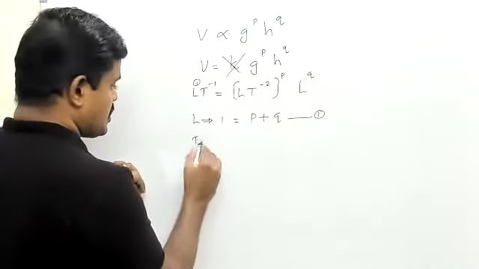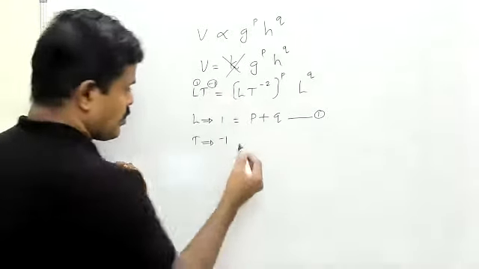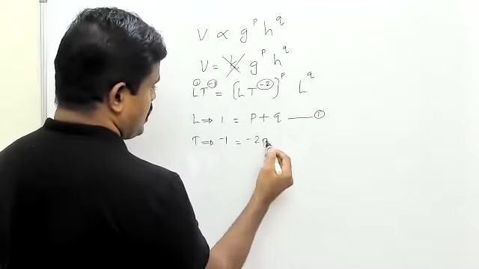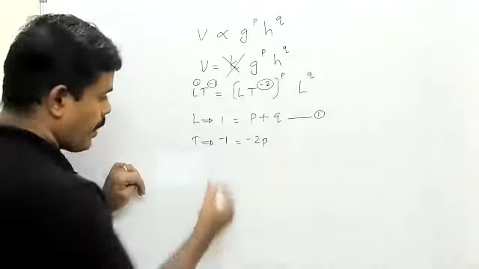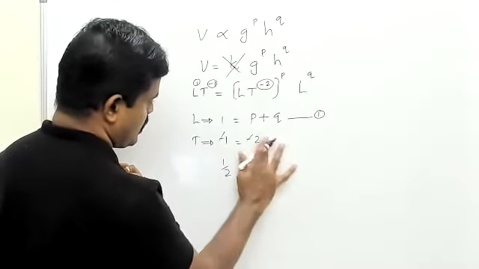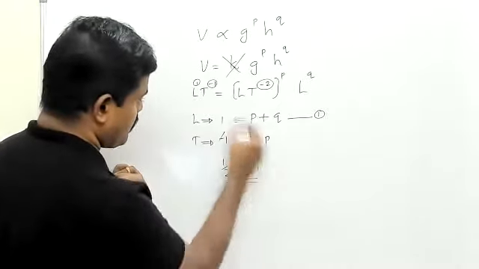Let us compare T's now. The power of T is minus 1 is equal to, what is the power of T? Minus 2 and P, minus 2P. There is no T here. Minus and minus are cut. P will be what? 1 by 2. This is P. Having obtained the value of P, I should move on to find the value of Q.